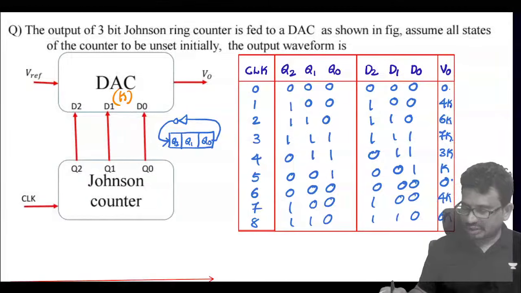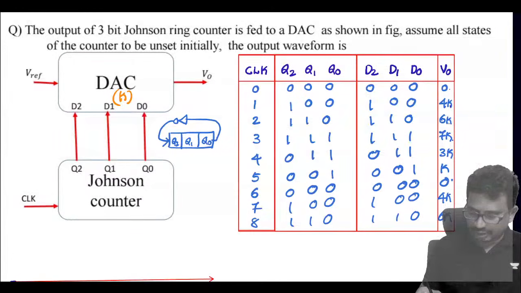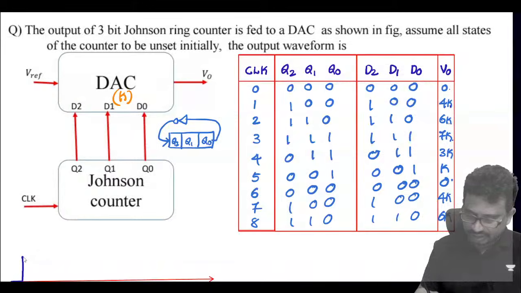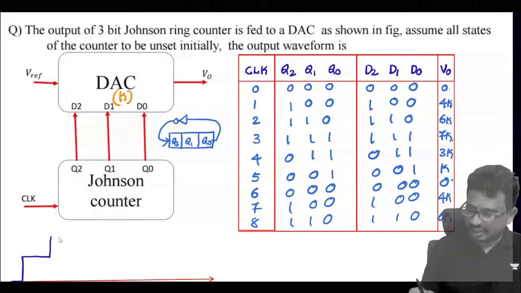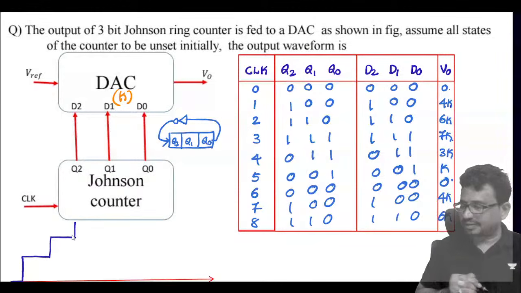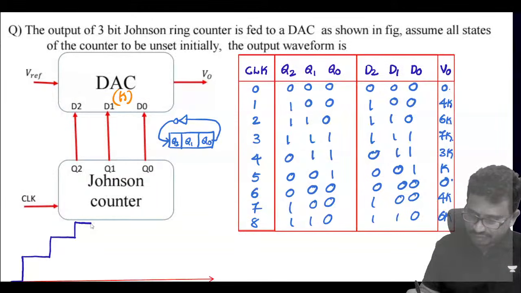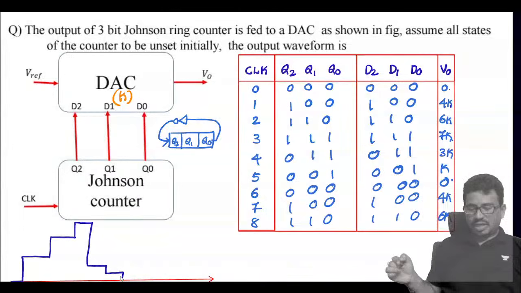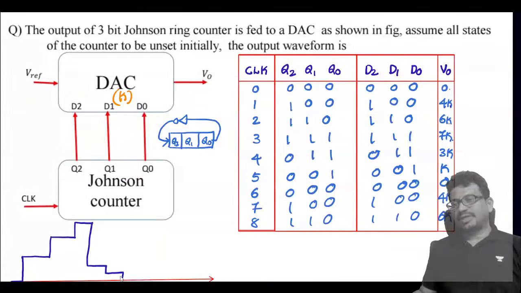So initially at the 0th clock we have 0. Next we have 4k, and thereafter 6k, second clock, this is 6k, and thereafter we have 7k, and thereafter 3k, so it falls below 4k now. Next it falls to 1k, and finally becomes 0. And the same process will repeat for the remaining clocks also.